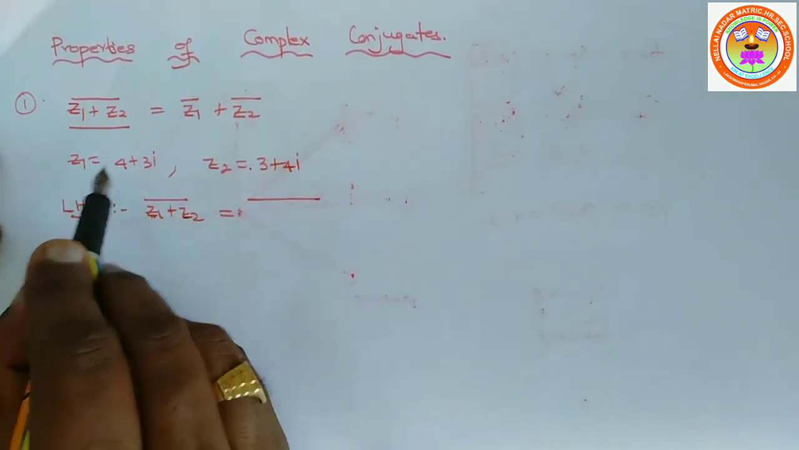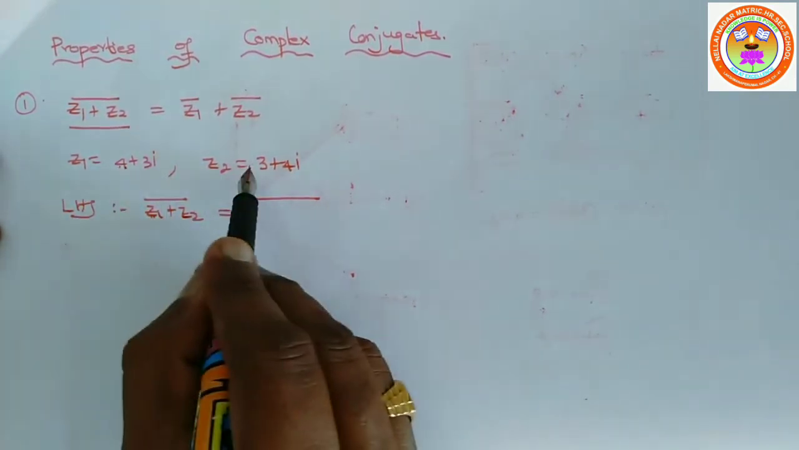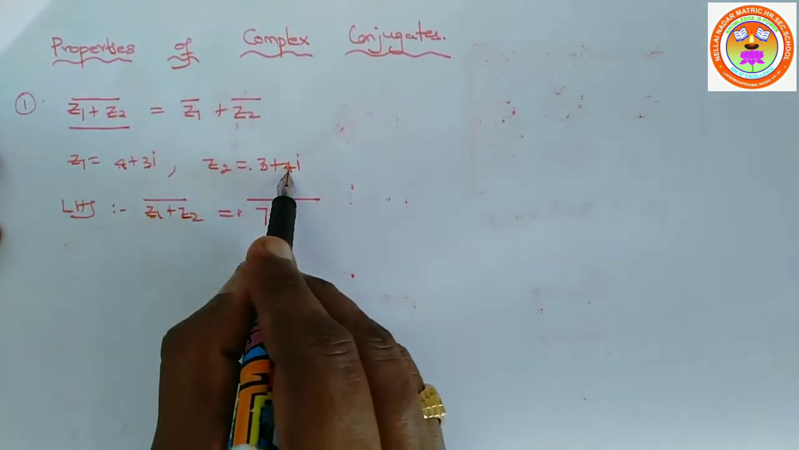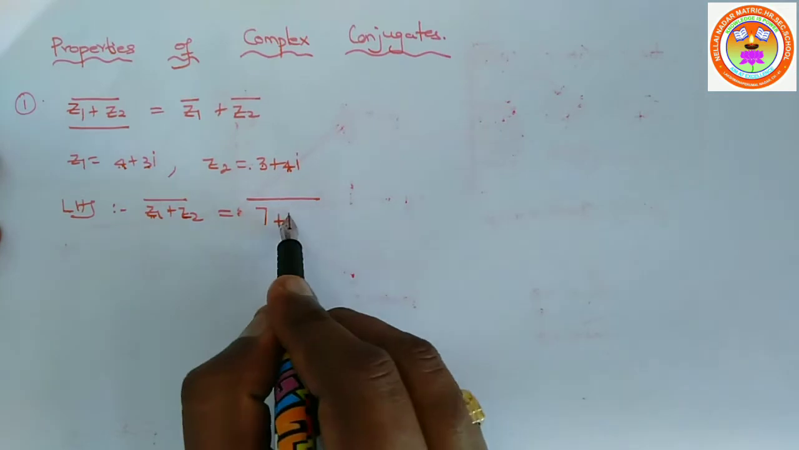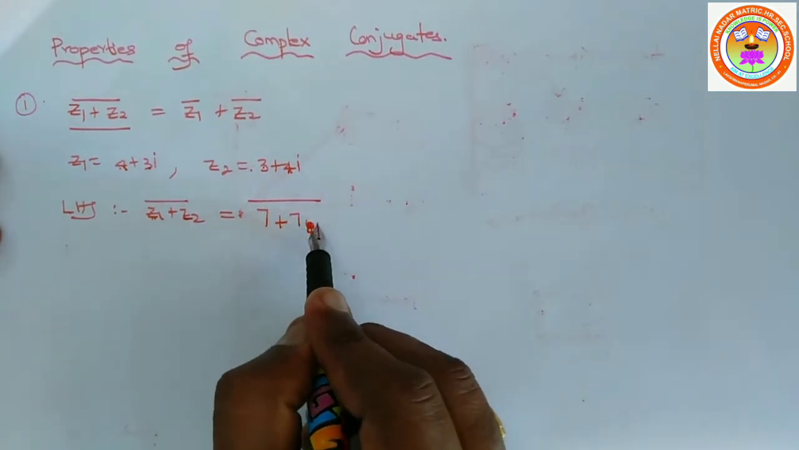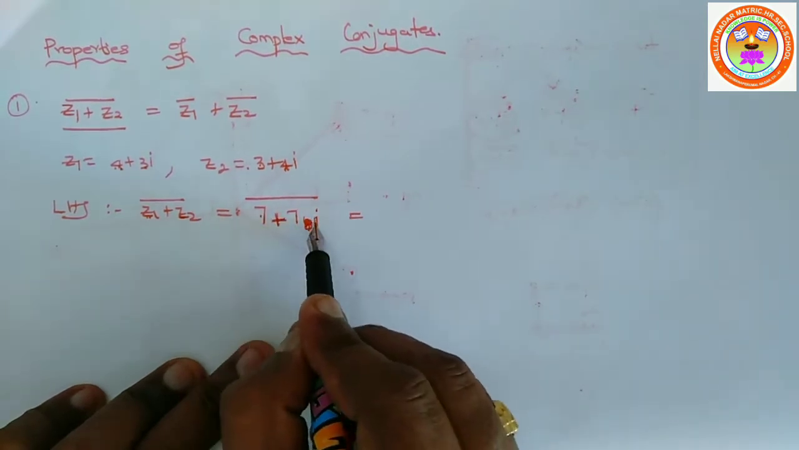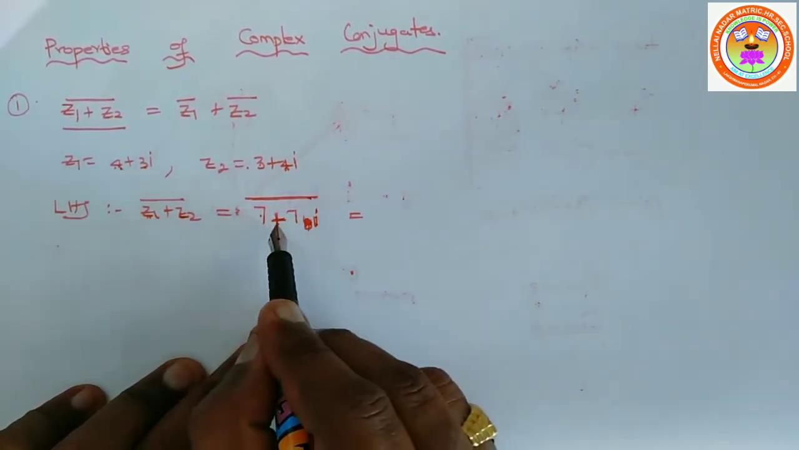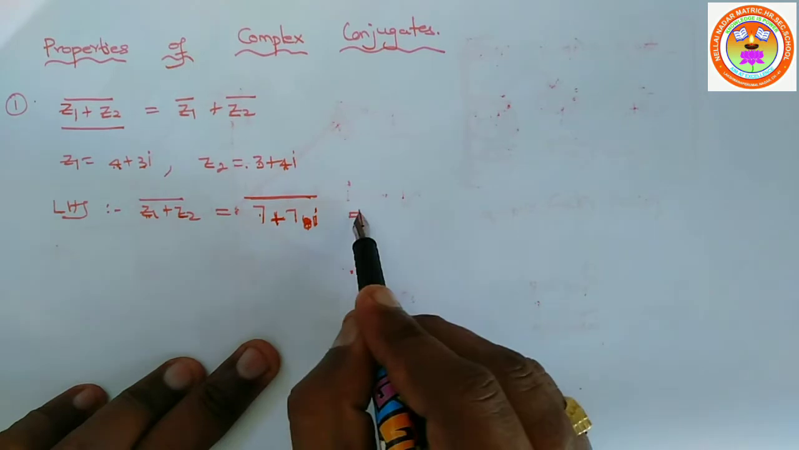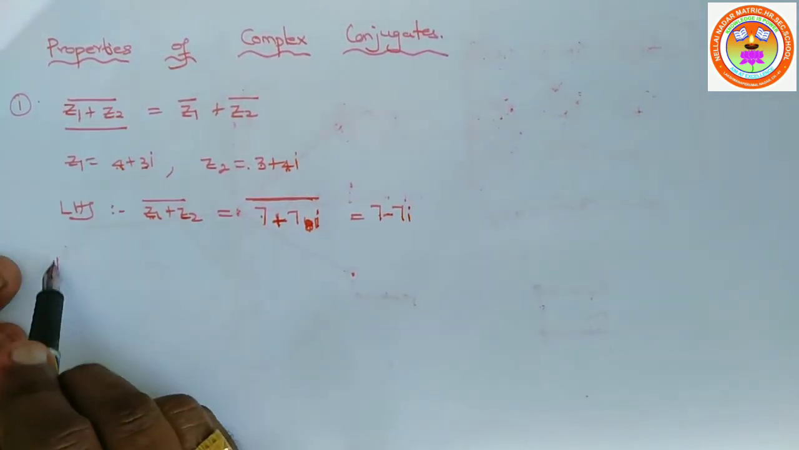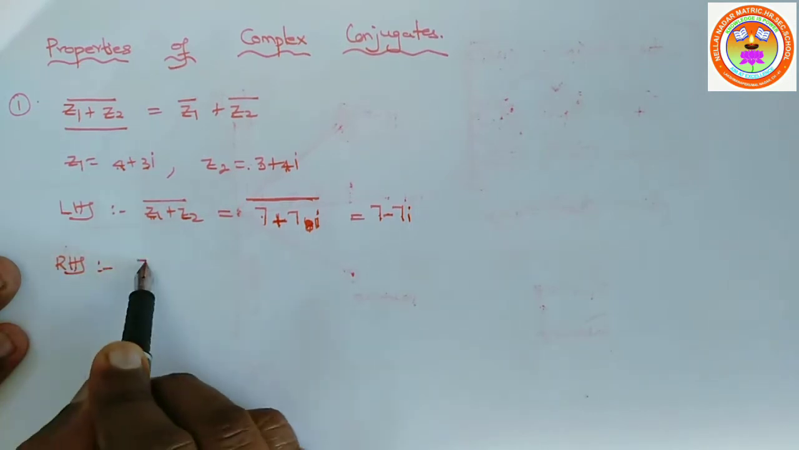What is z1 plus z2? You need to add real and real: 4 plus 3, 7, plus imaginary, 3 plus 4, 7i. So what is the bar? 7 plus 7i. To remove the bar, I need to write this plus as minus i. 7 minus 7i, that's all. This is the LHS.